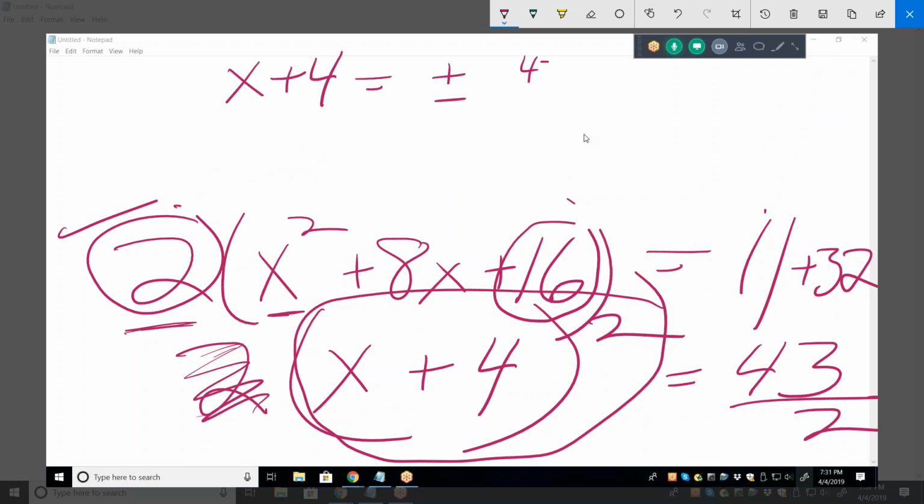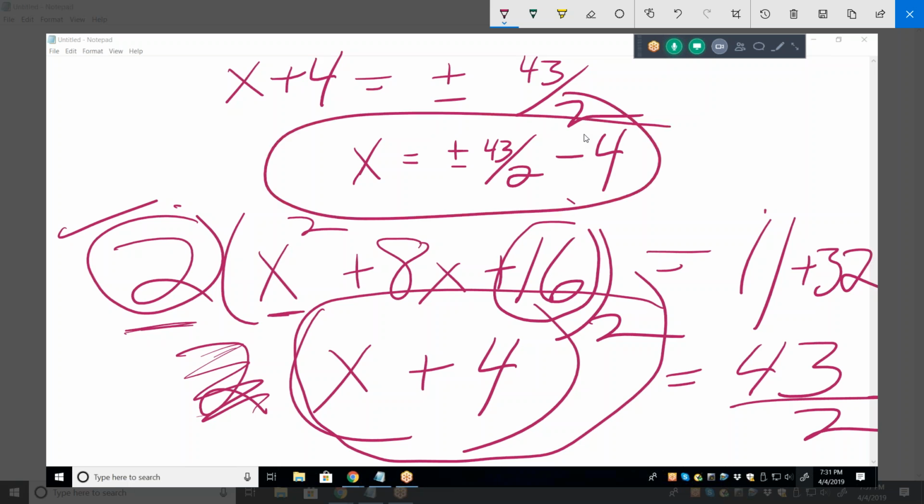43 halves. Right? Right. Okay. So what's x equal to? Just leave it as 43 halves for the moment. It'd be plus minus square root of 43 halves minus 4. There you go. Now, it's not a big step to figure out both solutions from there. What are they?